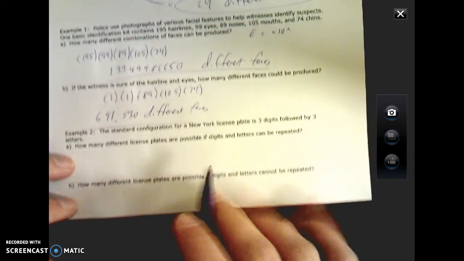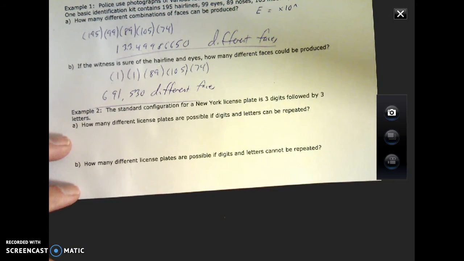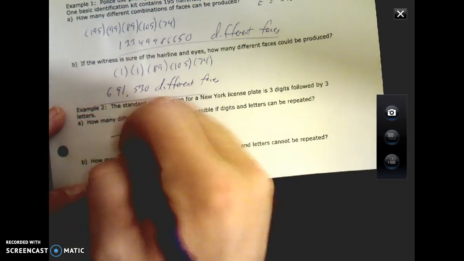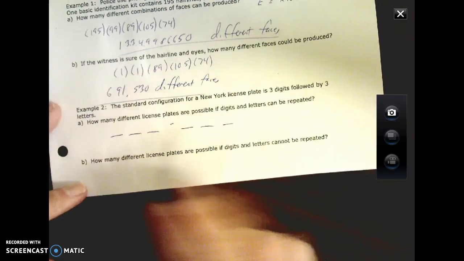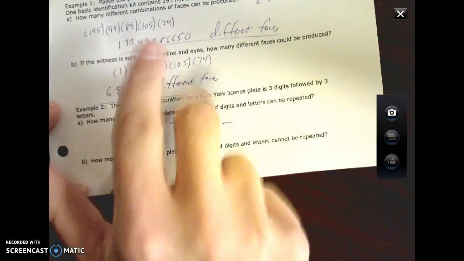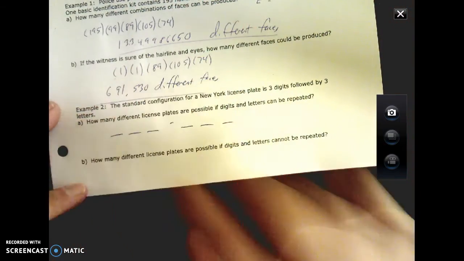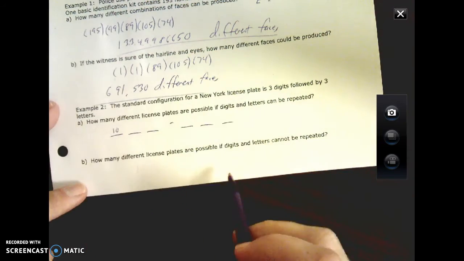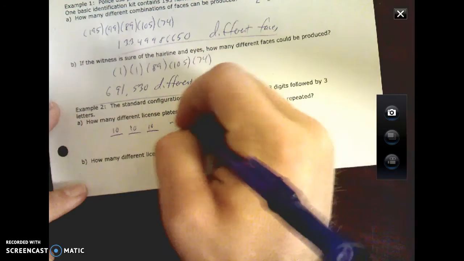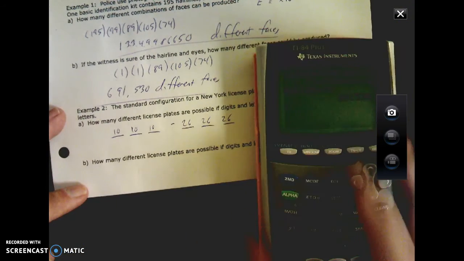Okay. Alright, the standard configuration of a New York license plate is 3 digits followed by 3 letters. How many different license plates are possible if digits and letters can be repeated? Alright, so it's 3 and 3, right? So digits is 0 through 9. Okay, 0, 1, 2, 3, 4, 5, 6, 7, 8, 9. So that's 10 different possibilities for my numbers. 10, 10, 10. There are 26 letters in the alphabet. 26, 26, 26. So what I can do is multiply these all across.